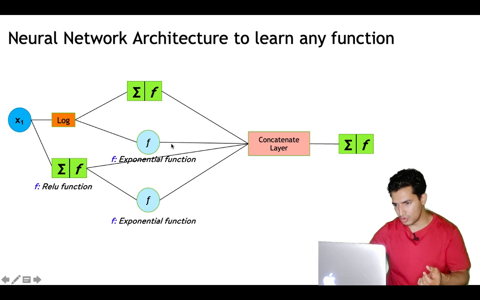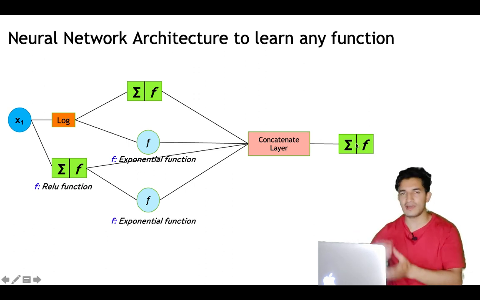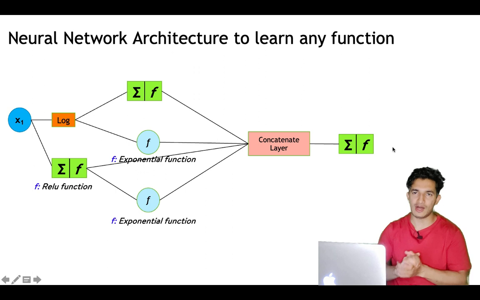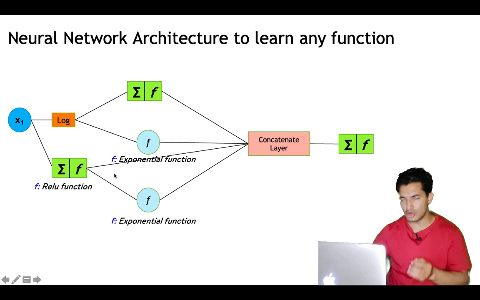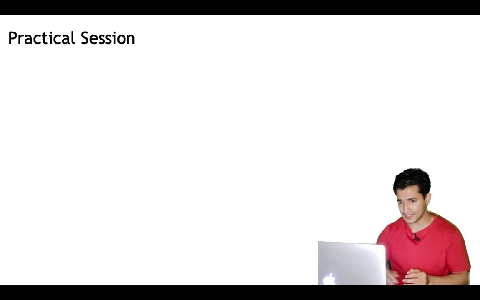And once we have these four outputs, that is, log followed by ReLU activation, log followed by exponential function, or simply the input followed by a ReLU activation, or the input followed by a ReLU activation and exponential function, we will concatenate all four outputs and pass them through one final layer of ReLU activation to get the output. Depending on whatever function the neural network has to approximate, it will turn some neurons on and off, learn the weights accordingly, and we will see that whatever function we provide, it will be able to approximate. So with that, let's go to the practical session where we will see all these things in action.